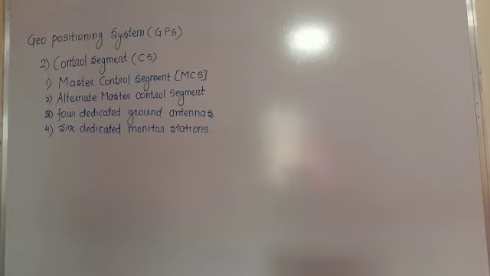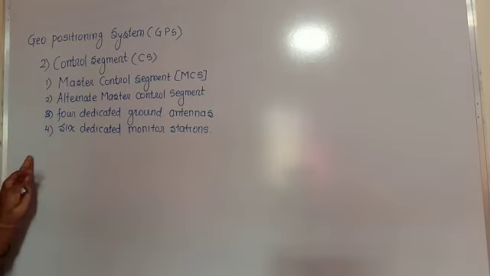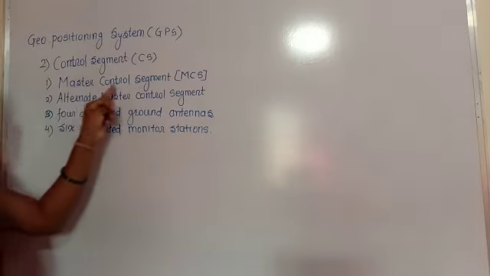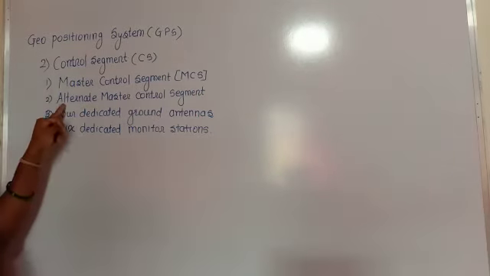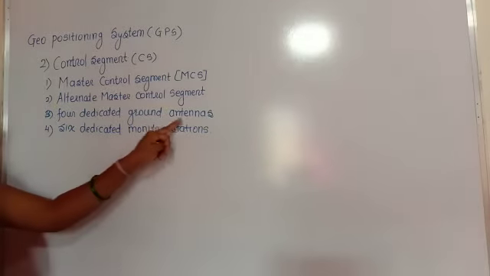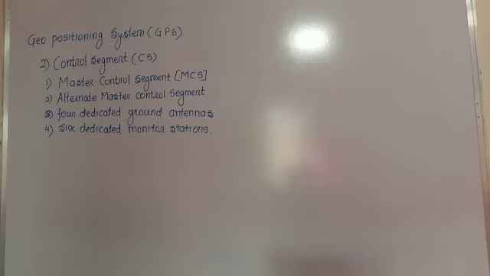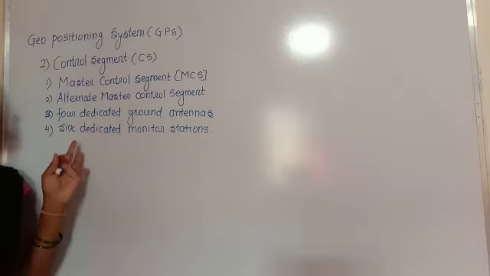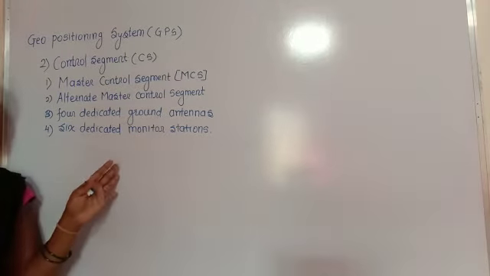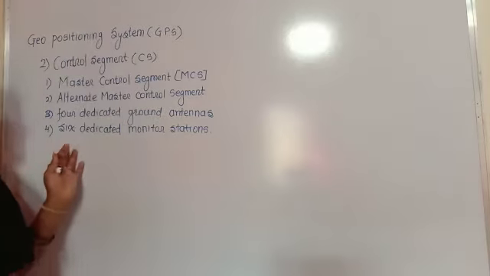Okay, so this is the control segment and these are the parts of the control segment. The control segment consists of these four types of parts. First is the master control segment, that is MCS. Second is the alternate master control segment. Third is the four dedicated ground antennas. Fourth is the six dedicated monitor stations. A diagram of this control segment is available, and we will see it in the description.